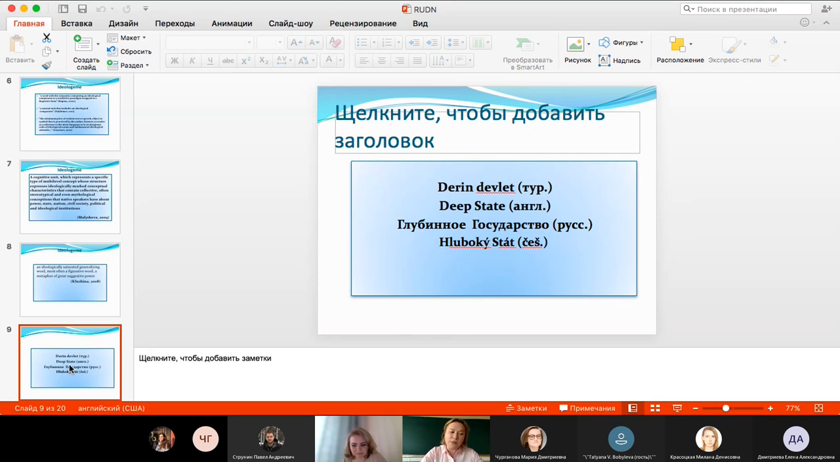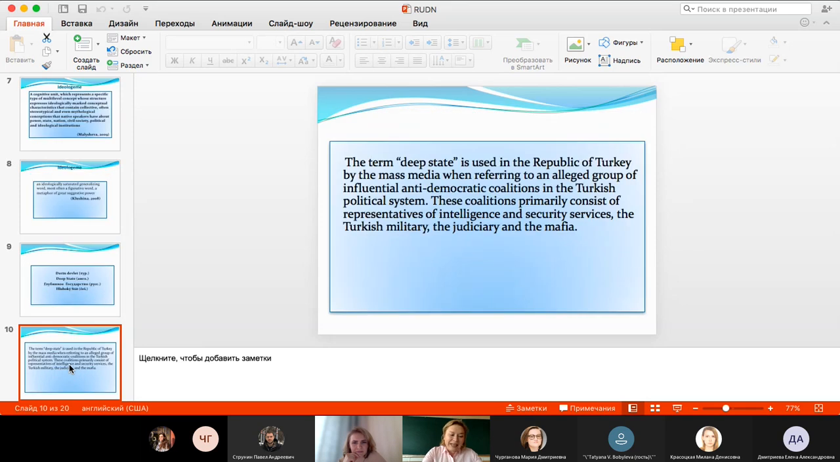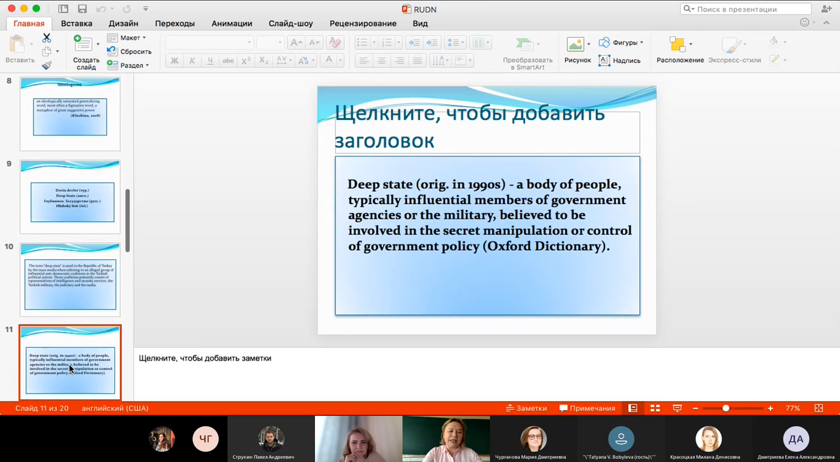Currently, the term deep state is used in the Republic of Turkey by the mass media when referring to an alleged group of influential anti-democratic coalitions in the Turkish political system. These coalitions primarily consist of representatives of intelligence and security services, the Turkish military, the judiciary, and the mafia. Recent years have seen the use of this concept to describe politics in countries like Egypt and Pakistan, which means the concept has gone beyond Turkey and spread into neighboring Eastern countries with a similar understanding of politics and attitude to political life. Some analysts have also voiced the possible existence of a deep state in countries such as Ukraine and even Russia.